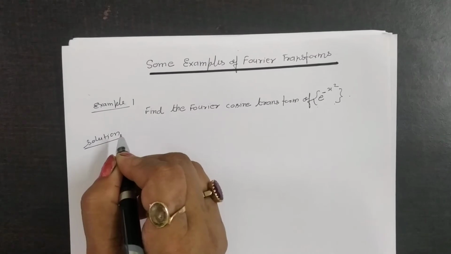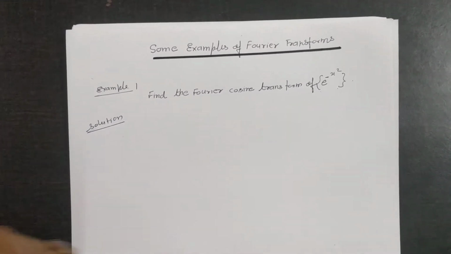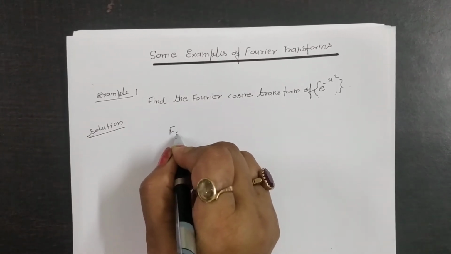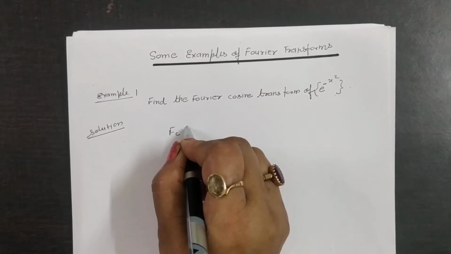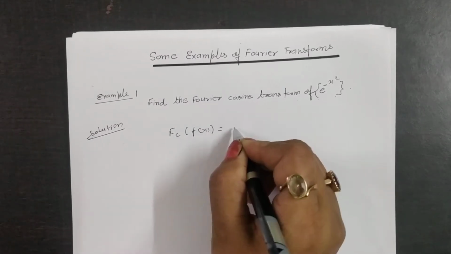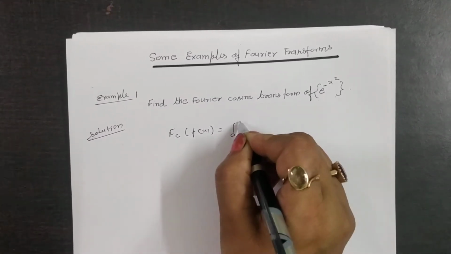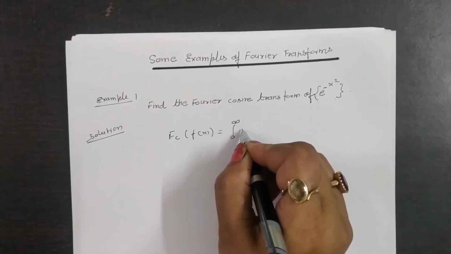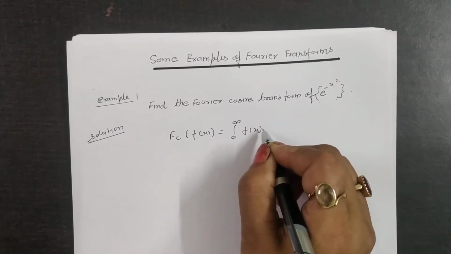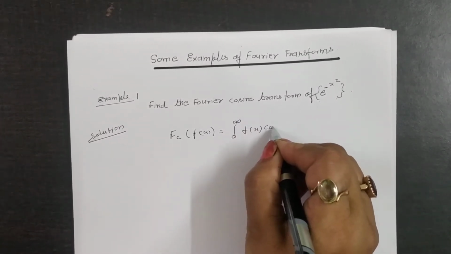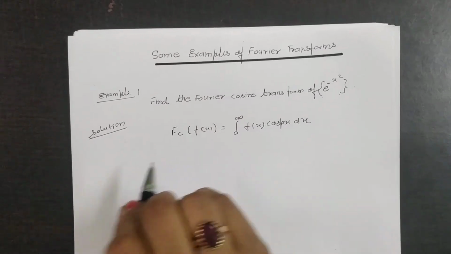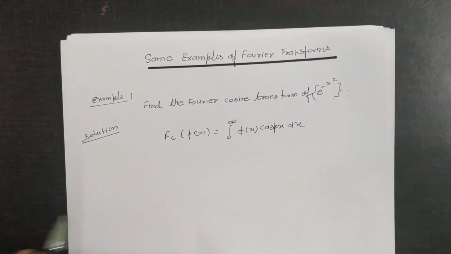We know that according to the definition, the Fourier cosine transform of f of x is equal to the integral from 0 to infinity of f of x cos px dx. Okay, students, this is the formula for the cosine transform.